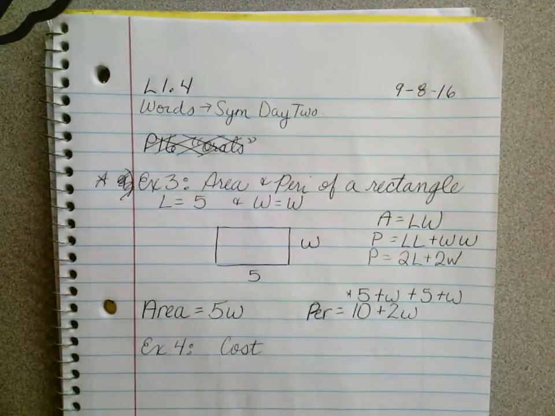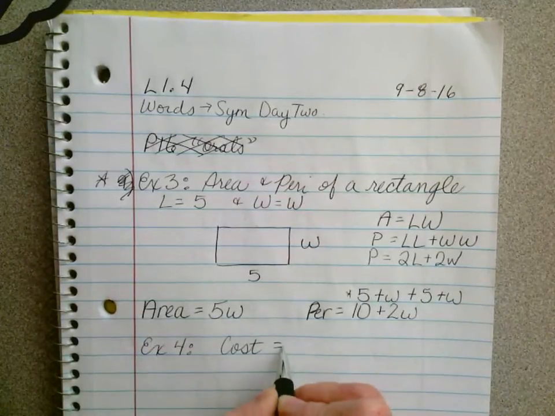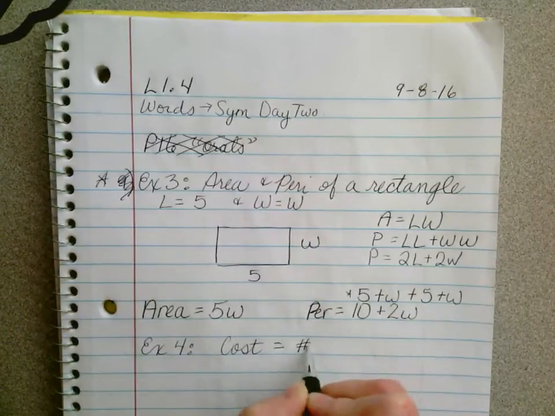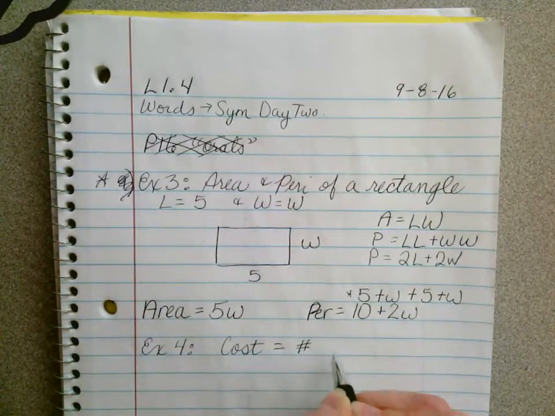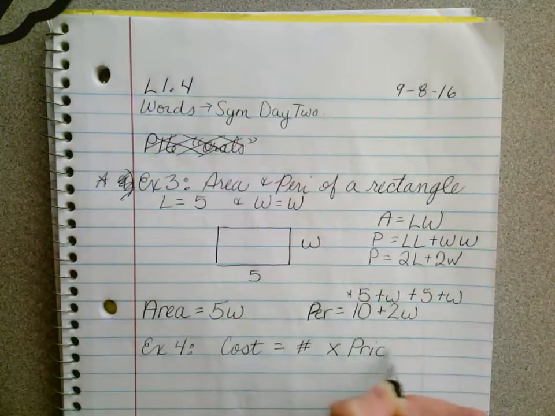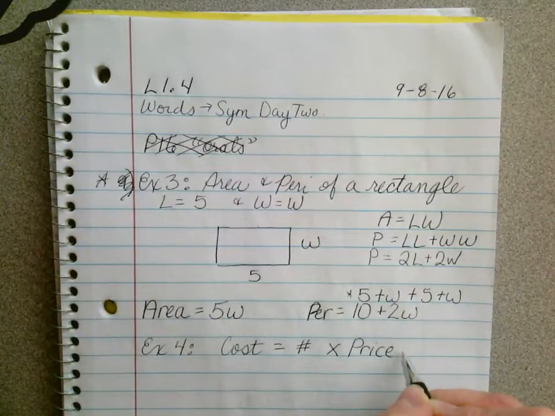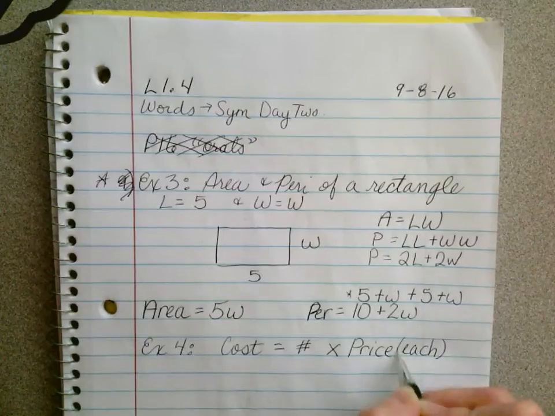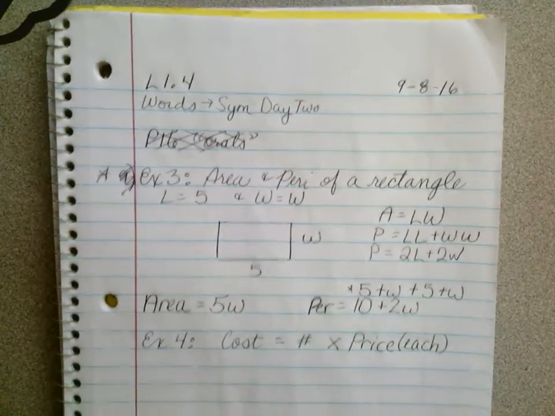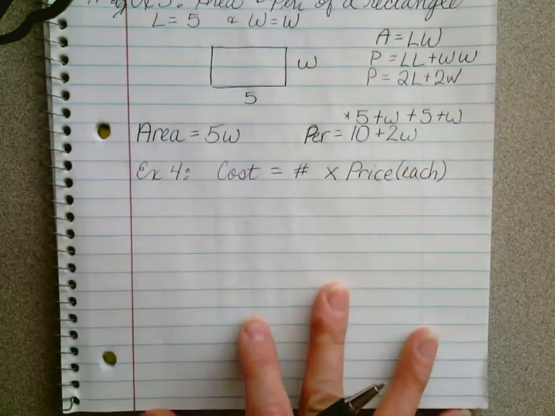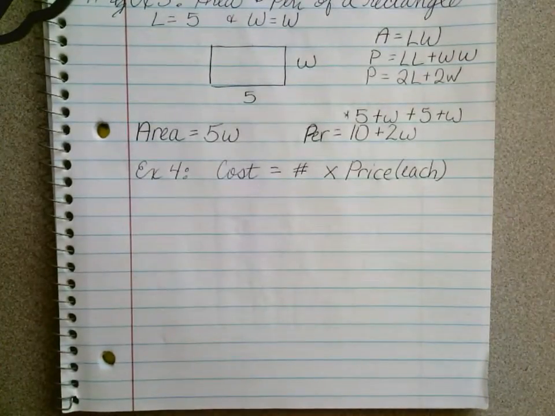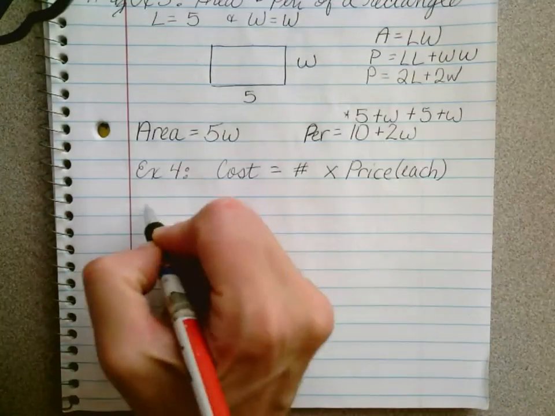Okay. Pizza. So what we're learning about cost is that the cost of an item is equal to the number of items multiplied by the price of each one. The cost you pay for something is equal to how many of the somethings you bought multiplied by the price of each one. You and your friends buy 2 pizzas. We're not going to do that one. We're going to do something else.